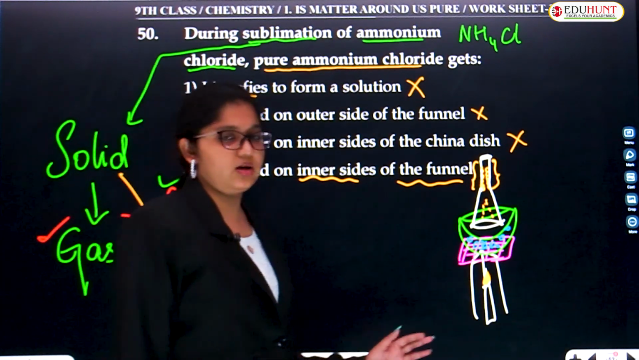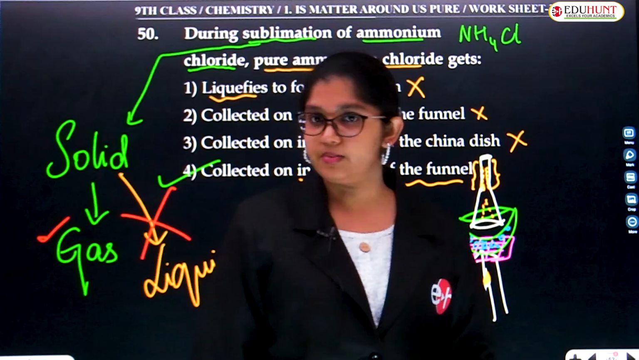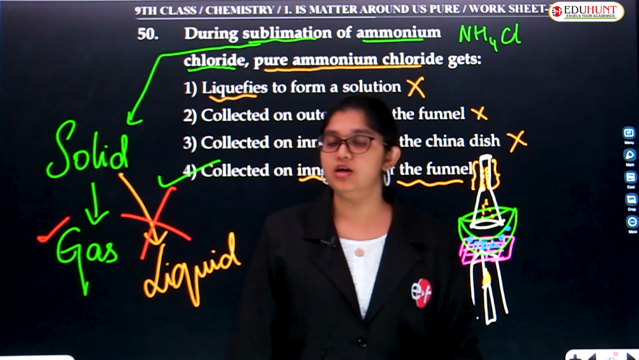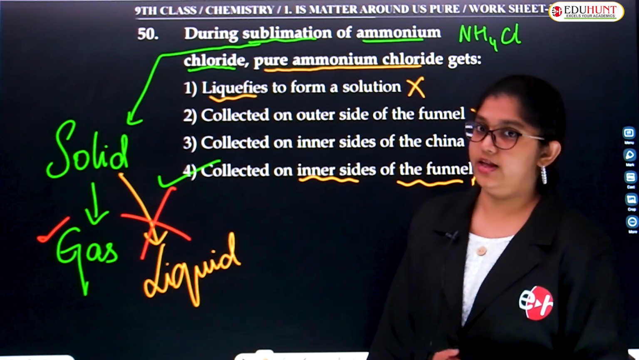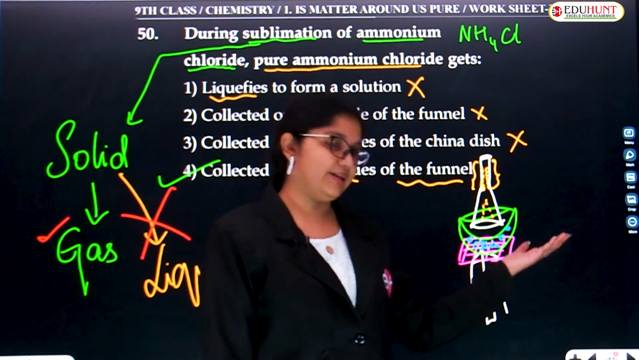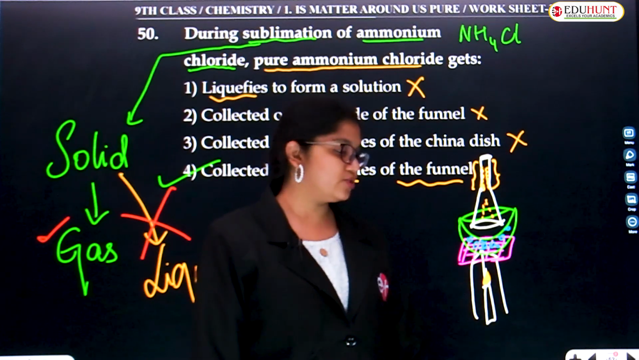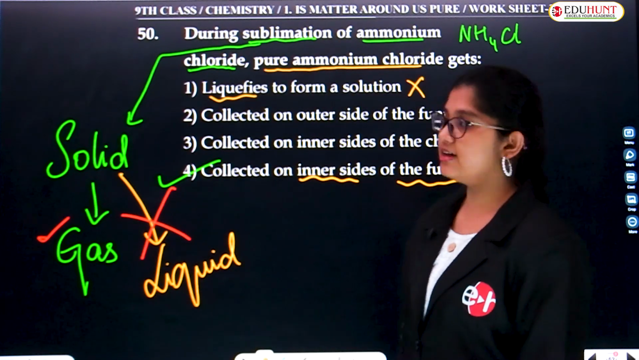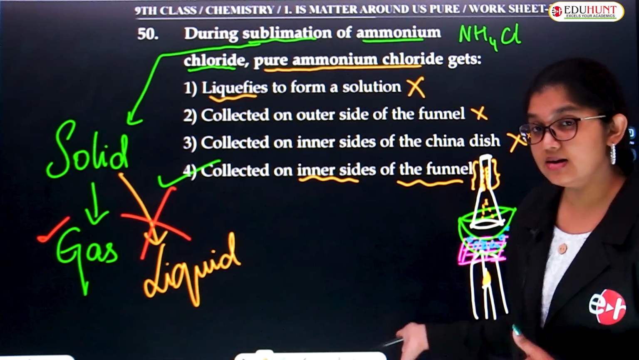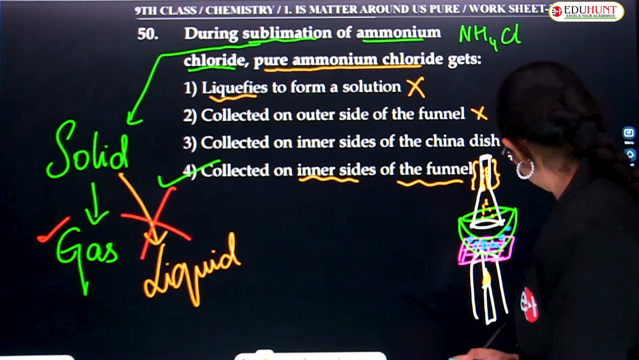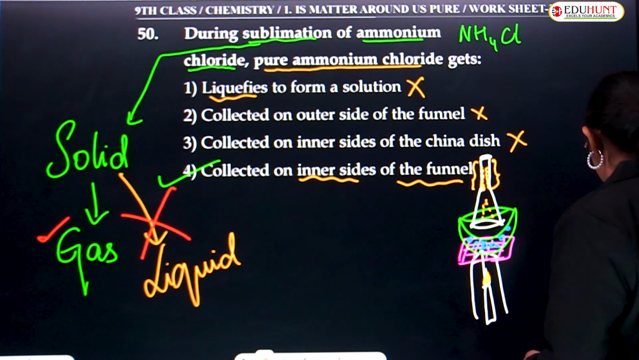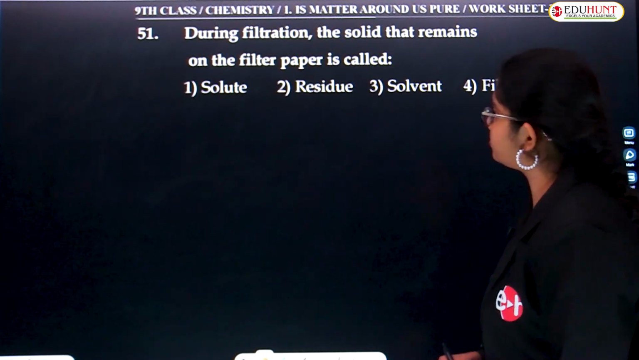If you just remember the experiment of ammonium chloride sublimation, you can easily do that. Okay. So, just go with the experiment revision concept and do it again. There you have the particular picture, and we also display some pictures, no? Clear, right? It is formed on the inner sides of the funnel. It's all about the sublimation of ammonium chloride. Okay. And here we have question number 51.